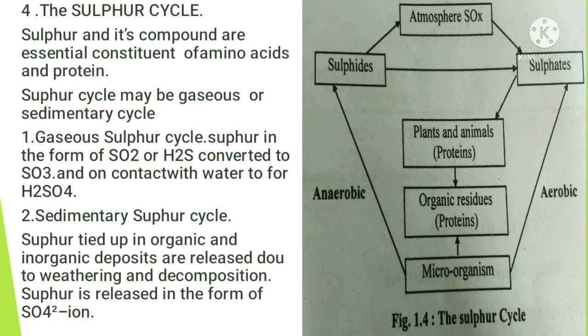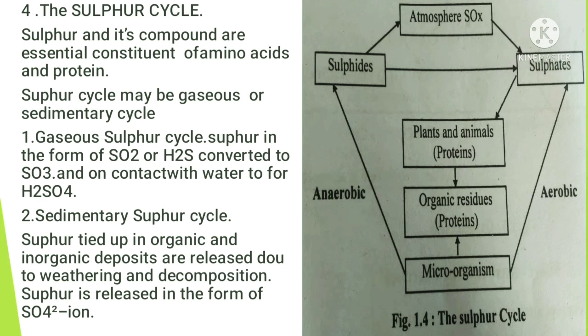First one is the gaseous sulfur cycle. In the gaseous sulfur cycle, sulfur enters the atmosphere through bacterial emission in the form of H2S, and also through fossil fuel burning, wind blow, sea salt and volcanic emission. Sulfur is in the form of SO2 or H2S, sulfur dioxide or hydrogen sulfide. It is converted to SO3. And then SO3 comes in contact with water and forms H2SO4, sulfuric acid.